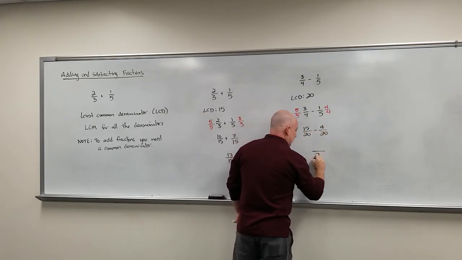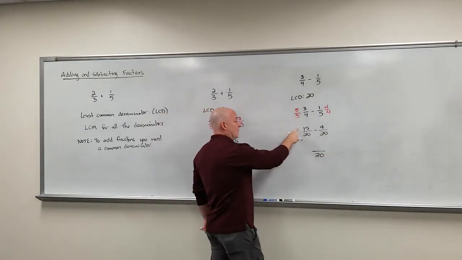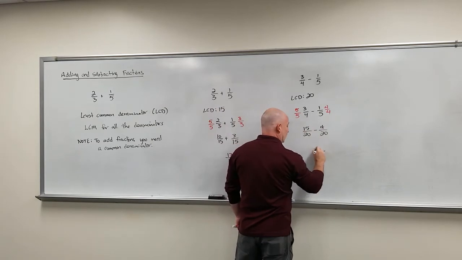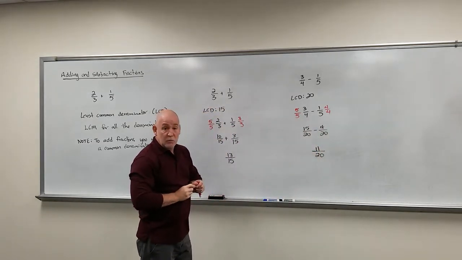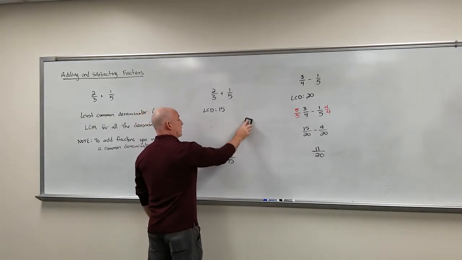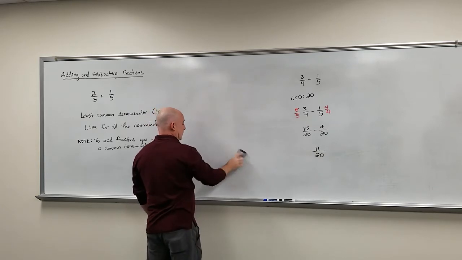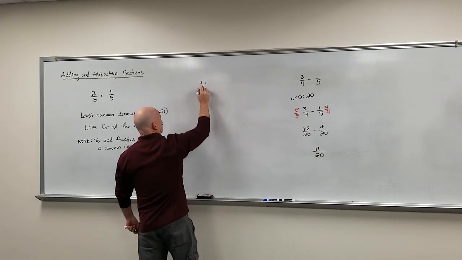These things are 20ths, so I know my answer is going to be in 20ths. On top, we have 15 over here, and we're taking away a 4, so we have 11/20ths. A quick check, that won't reduce anymore, so we're done. That's it. Let's try a couple more here. Let's make them a little bit messier. What if we have 3?